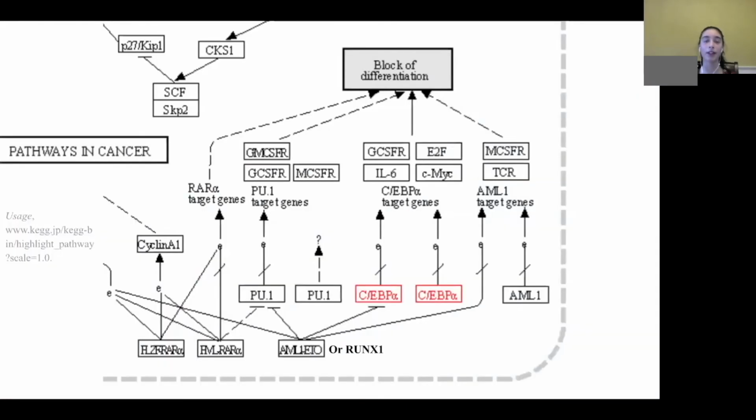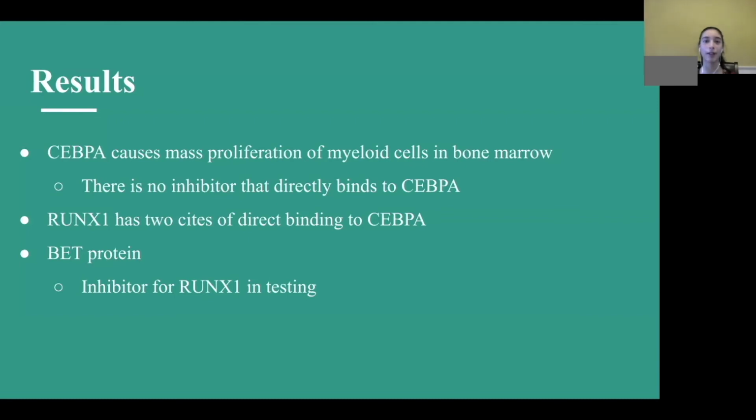Again, I went to the KEGG database and found a pathway where AML1, or RUNX1, directly binds to the CEBPA gene. Through this pathway, I looked into RUNX1 and its downstream to CEBPA. This leads me to my results slide. To end off the presentation, CEBPA causes mass proliferation of myeloid cells in the bone marrow. There's no inhibitor that directly binds to CEBPA. Thus, through RUNX1, we can inhibit the expression of CEBPA. My identification of a novel inhibitor included the BET protein, which is still in testing but could be used.